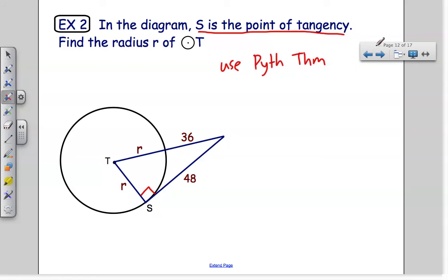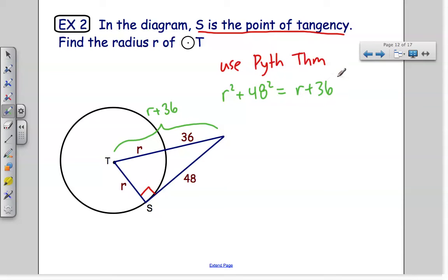to find that radius. Now this is going to take some work, because if you think about it, the hypotenuse here is this entire length. What would you do with R and 36 to get the entire line segment? Well, you'd add them, right? If you knew this was 10, you would do 10 plus 36 to get the whole segment. So my hypotenuse is going to be R plus 36. And then R and 48 are my legs. So if I do one leg squared, R squared, plus the other leg, 48 squared, that should equal the hypotenuse, R plus 36 squared.